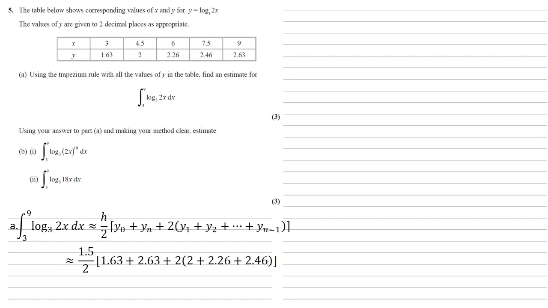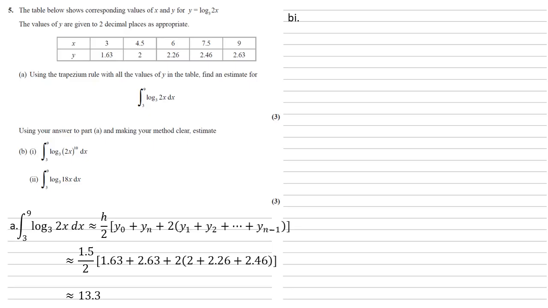So putting our values into there, we've got 1.5 over 2. In the brackets, we've got 1.63 for the first y, plus 2.63 for the second y, plus two lots of 2, plus 2.26, plus 2.46. They are our other y values. Putting all of this into a calculator, we get an answer of 13.3. And that is our estimate for the integral.